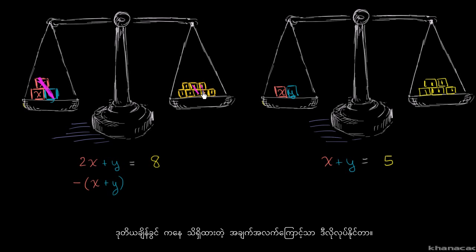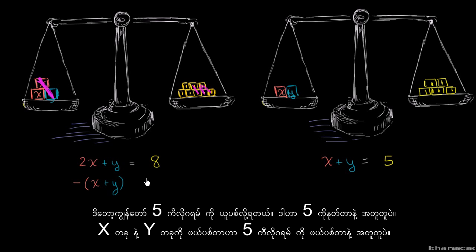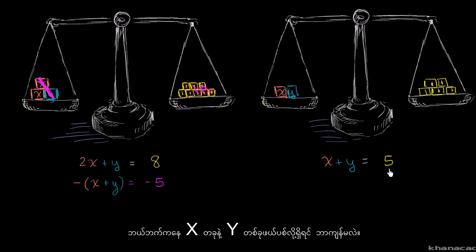And the only way I'm able to do this is because of the information that we got from the second scale. And so I can take away 5. Taking away an x and a y is the same thing as taking away 5, and we know that because an x and a y is equal to 5 kilograms. And so if we take away an x and a y on the left-hand side, what are we left with? Let me rewrite this part.